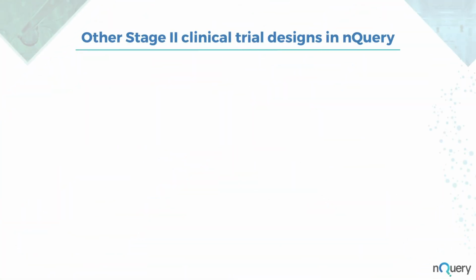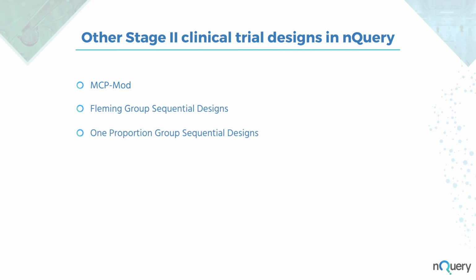In nQuery, we also cover a variety of other different designs that are used for Stage 2 clinical trials, including MCP mod, Fleming group sequential designs, one proportion group sequential designs, and many other one group designs for endpoints such as means and survival.